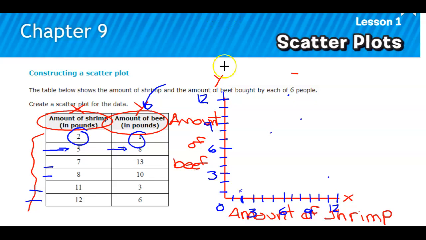Scatter plot's done. There's other things we can do with it, but if you get a problem like that, that's all they want you to do. They just want you to create a scatter plot. Okay, let's move on down to the next one.